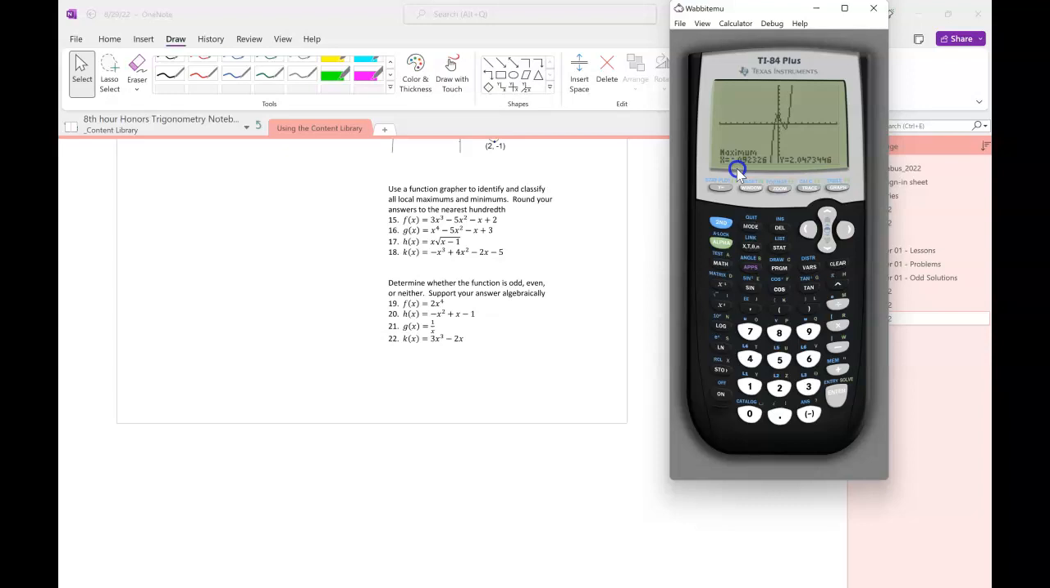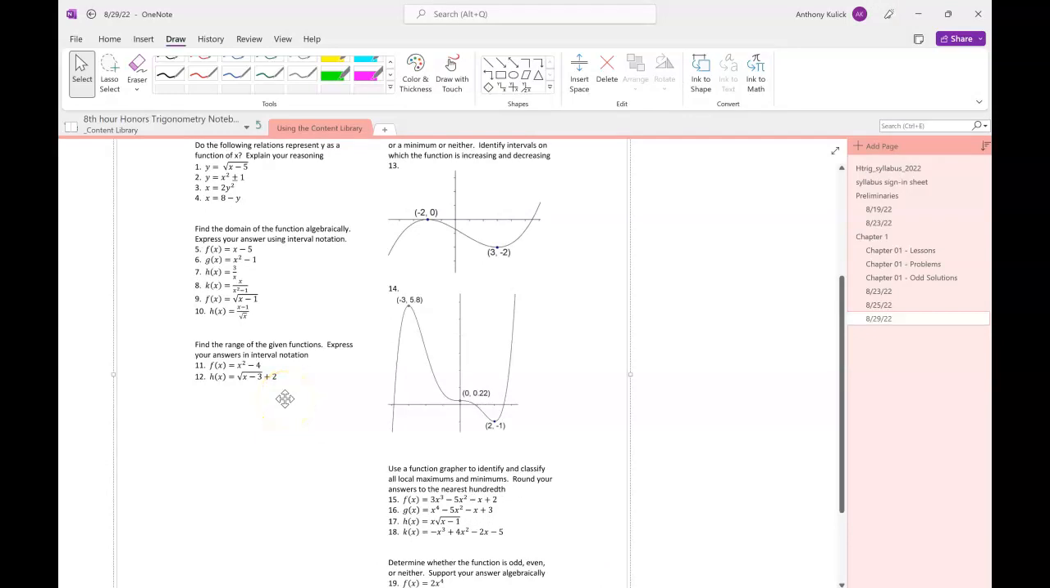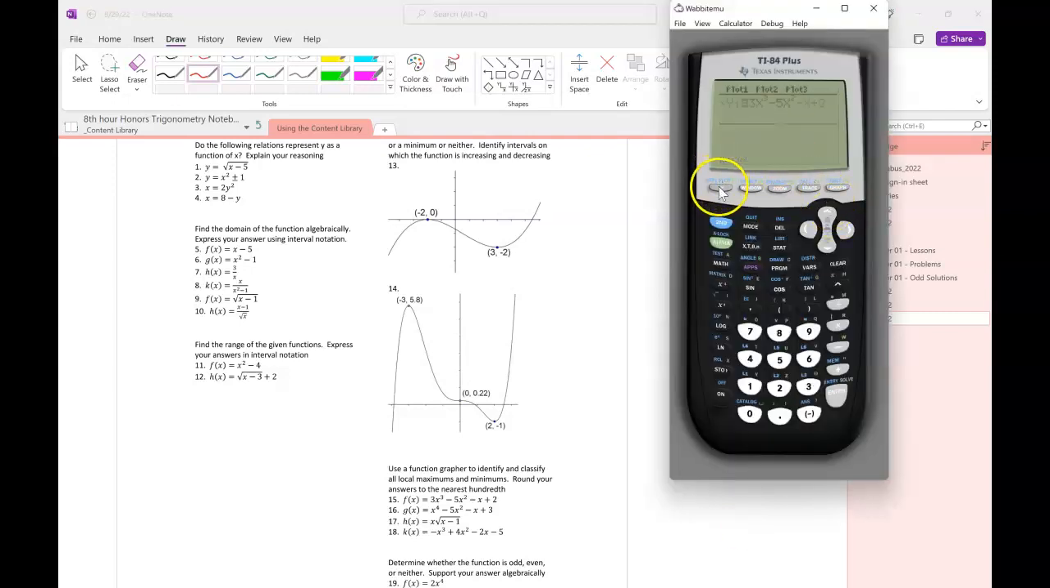Ariana, can you do 12, please? Sure. So 12 asks us to find the range for the given function. Notice that it doesn't tell me specifically how to do it. So would there be anything wrong with graphing this on my calculator and looking at the picture? No, right? The directions don't say you have to do this algebraically. They just ask you to find the range.